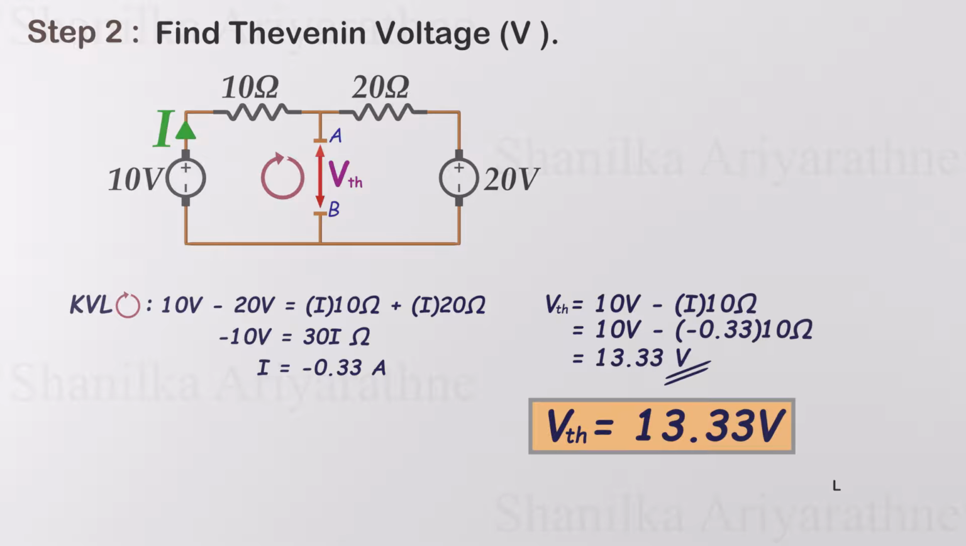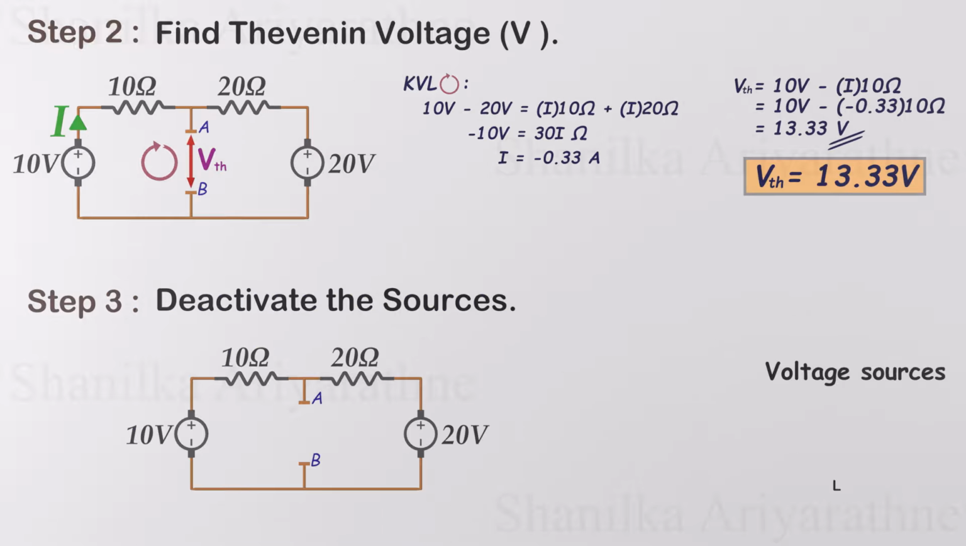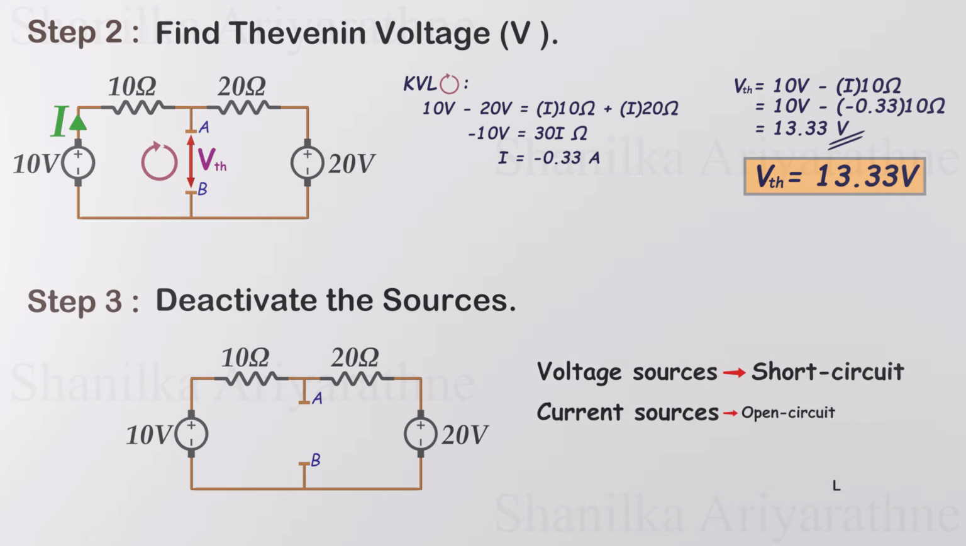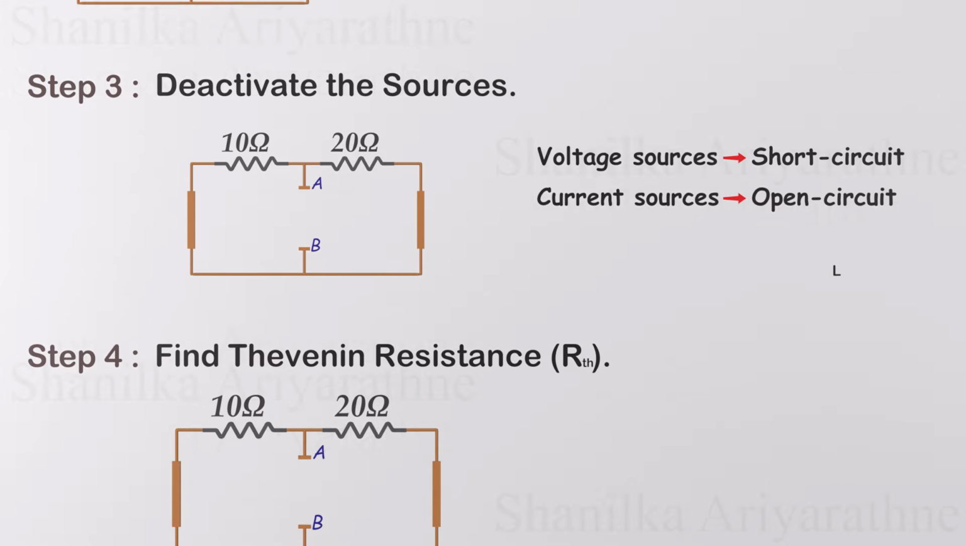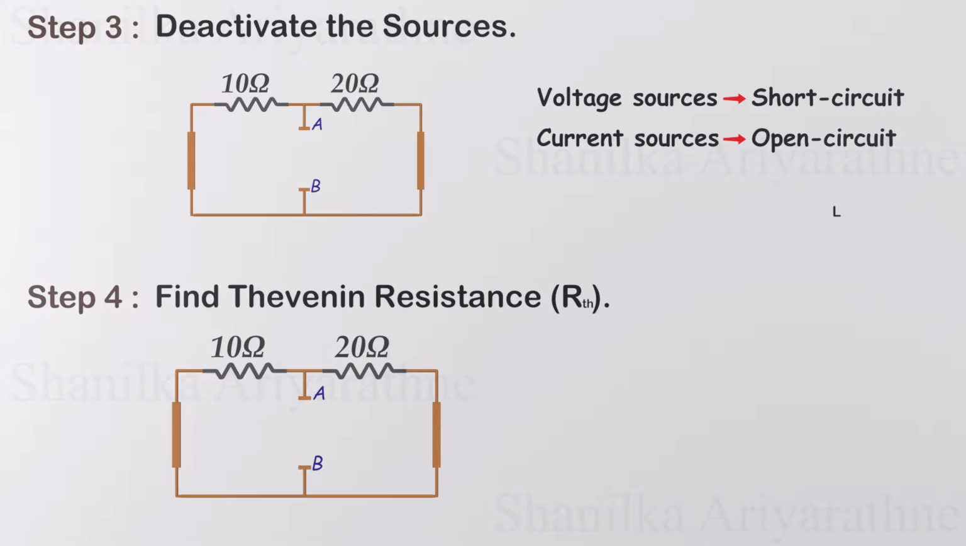Our next goal is to calculate the Thevenin's resistance. For that, we have to deactivate all sources. That means open current sources and short voltage sources. Since we only have voltage sources, let's short-circuit those. After deactivating the sources, we can calculate the total equivalent resistance across the open load terminals. This is our Thevenin resistance.